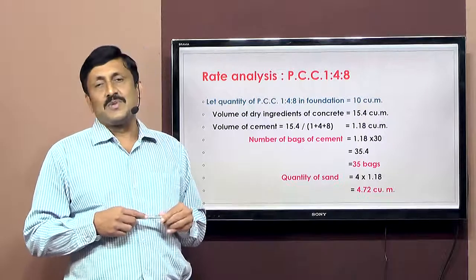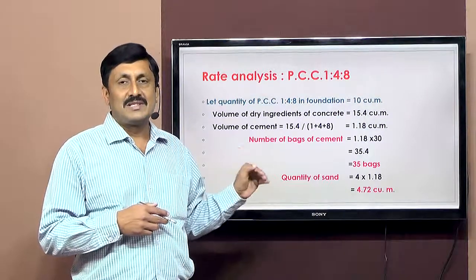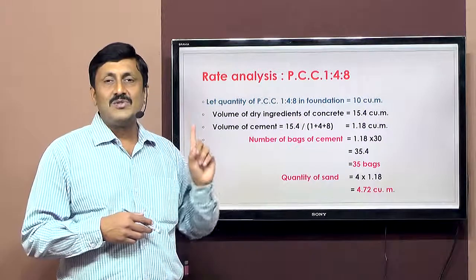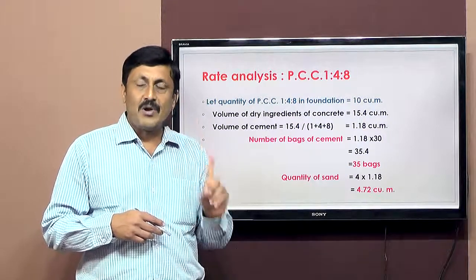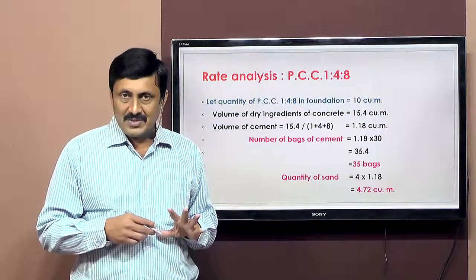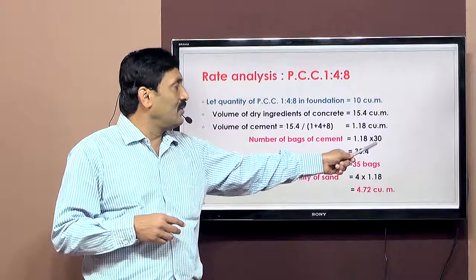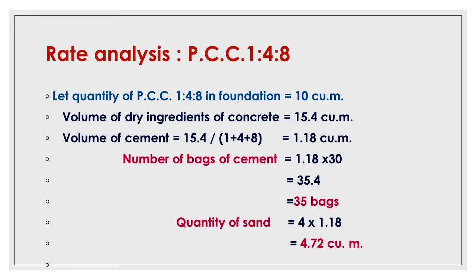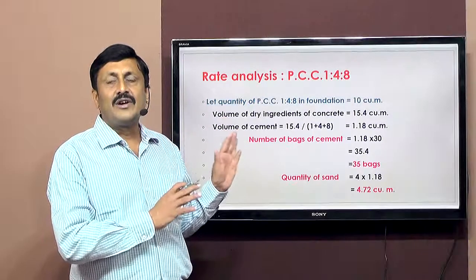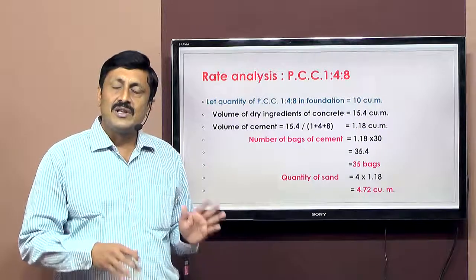So the number of bags of cement will be equal to this volume of cement multiplied by 30, because 1 cubic meter of cement is approximately equivalent to 30 bags. So 1.18 into 30 comes to 35.4. We can round it down because 0.4 is less than 5. So we can round it to 35 bags. So the number of bags of cement required for this PCC 1:4:8 will be 35. That means 35 bags of cement are required for 10 cubic meter PCC having proportion 1:4:8.